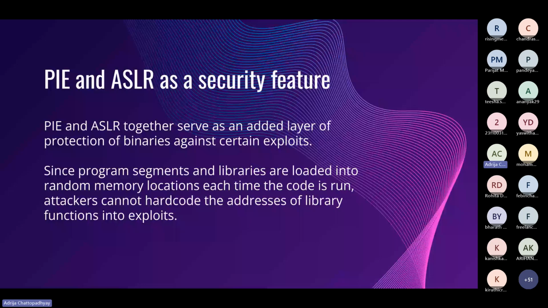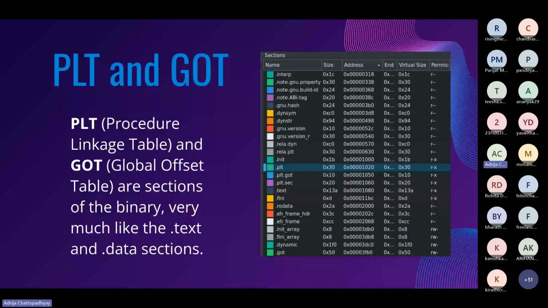Now PLT and GOT. This is the next concept. These are two tables, the procedure linkage table and the global offset table. They're sections of the binary, very much like the .text and .data sections. Now, this image is very interesting. You'll see a lot of nice things here. You can already see .plt, which is highlighted. Then below that, there is the .plt.got section. And right at the bottom there is the .got section. These are important.